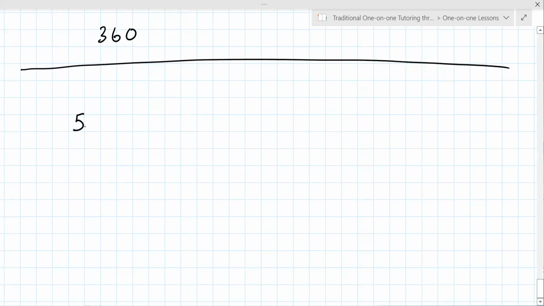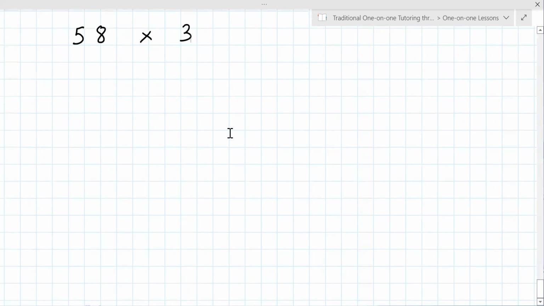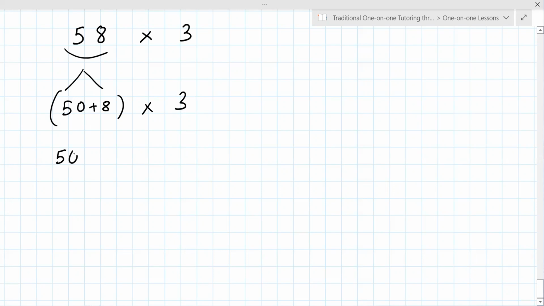All right, let's try another one here. Let's go 58 times 3. So we're going to break up the larger number, 58, into 50 plus 8. And then we're going to multiply by 3. So that's 50 times 3 plus 8 times 3. So you're multiplying each of these numbers by that.